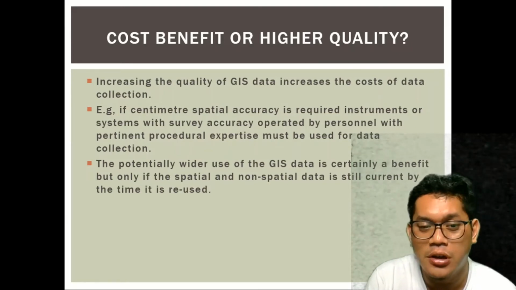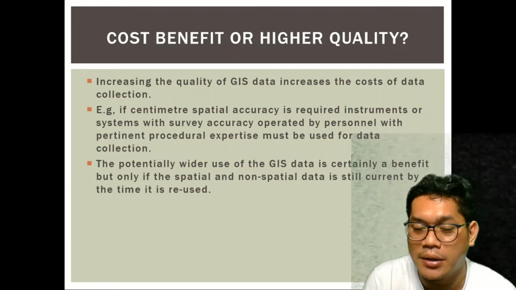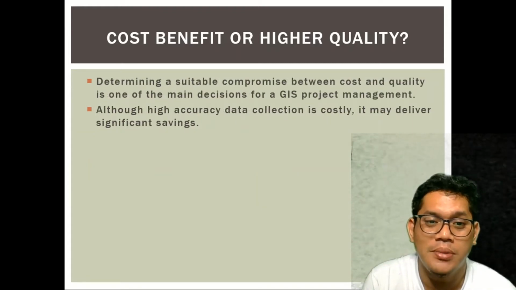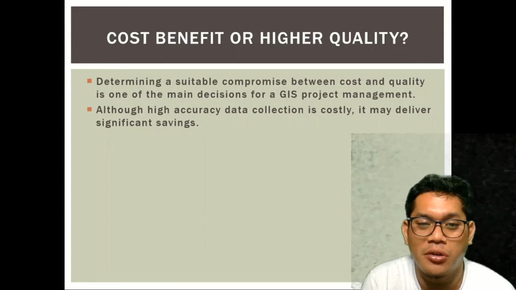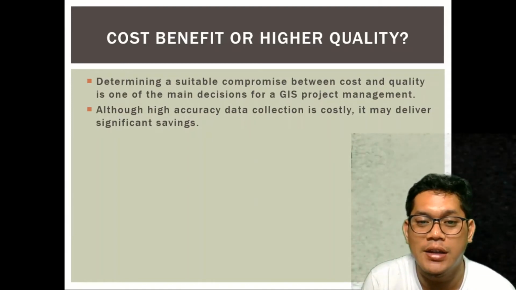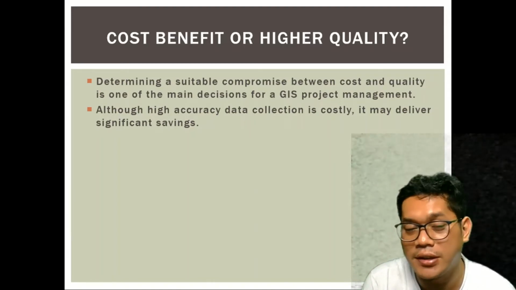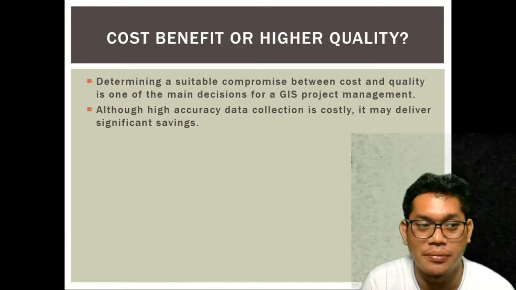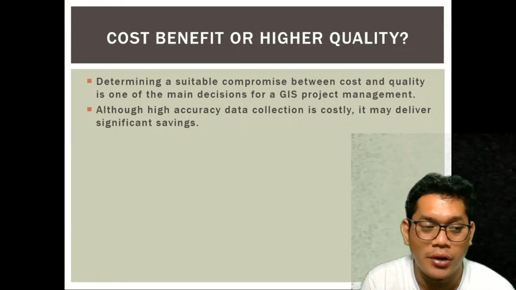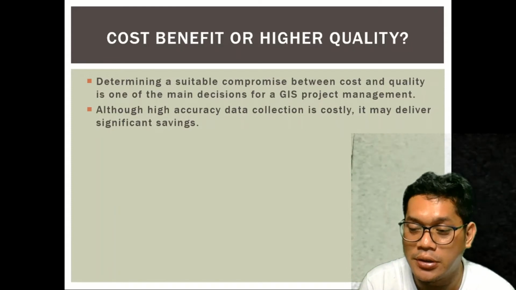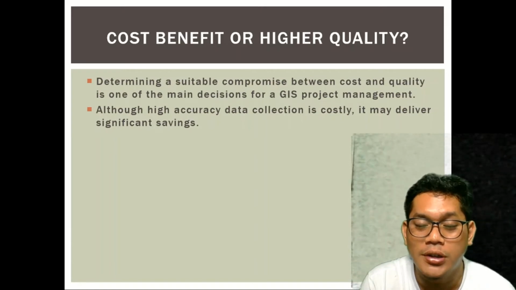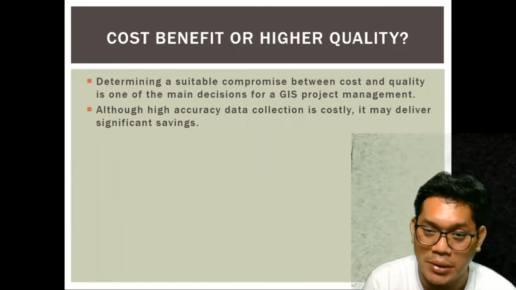So it's very important to have the data updated, but how recent is updated? That's another question. So determining a suitable compromise between the cost and quality is one of the main decisions for GIS project management. Although high accuracy data collection is costly, it may deliver significant savings if those data can be widely used in various applications. Due to the fact that the data of the GIS can be used across applications based on suitability, it will reduce the cost for data acquisition, as we discussed in the previous chapters.